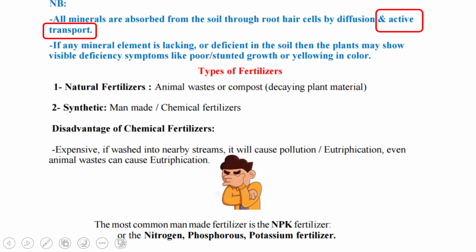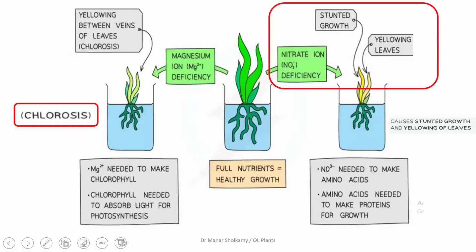And we did mention the types of fertilizers. We said the natural, like the sewage or animal waste, and the synthetic or the chemical fertilizers. They are expensive and they cause pollution, but they are also important. And we stopped here, which includes the second half of the lesson, the experiments.